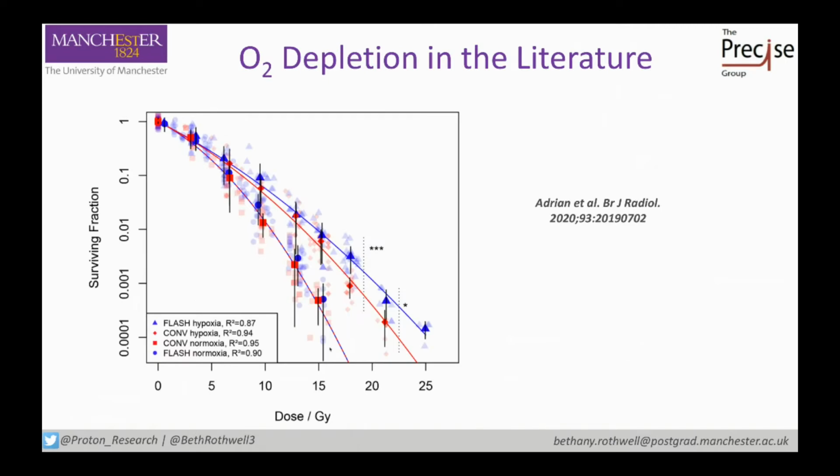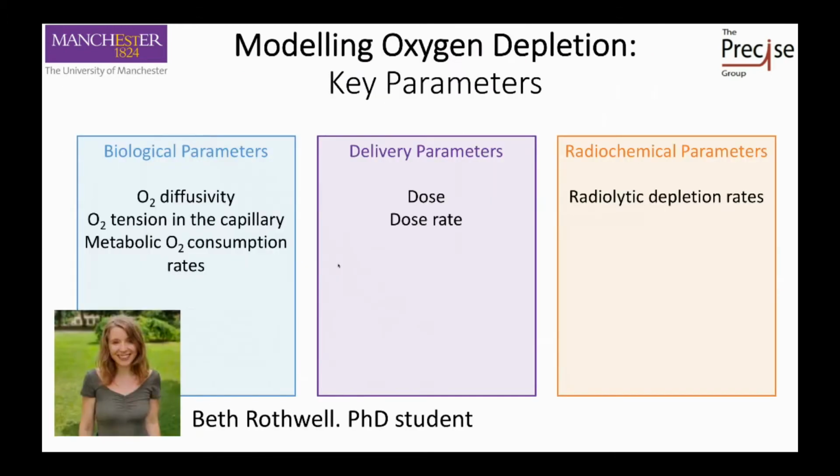And more recent studies by Adrian et al., you can see here, we've got flash studies under normoxia, where you don't really appear to see an effect of flash. Whereas when you go to hypoxic environments, you start to see the flash effect. So one of the things that starts to come out is a hypothesis that oxygen depletion caused by flash is one of the underlying mechanisms.